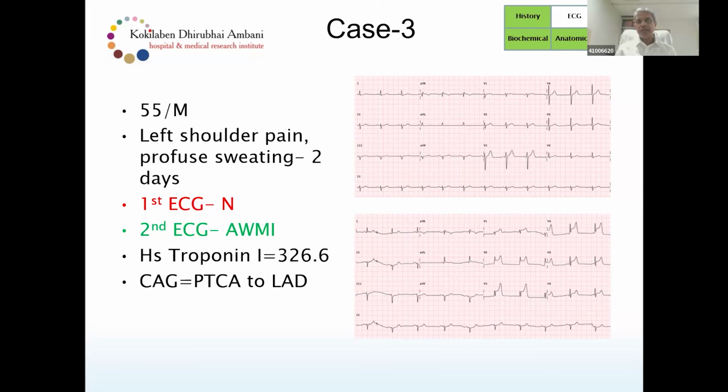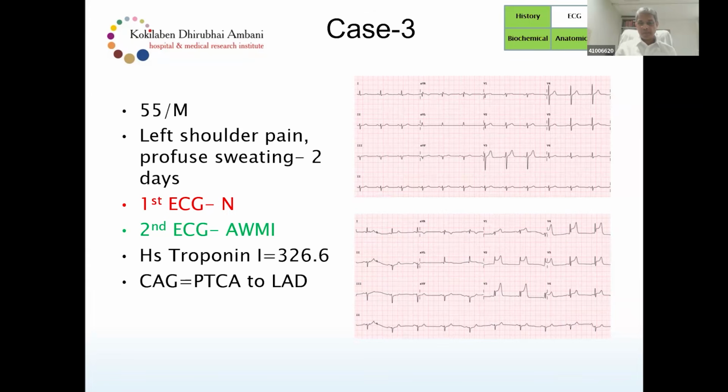So there are many ERs and nursing homes where they will do only one ECG and send the patient home saying that the ECG is normal, and actually they may be having an MI at the time, and it will be left out. So the history can be misleading and the ECG can be misleading. And we know that the first ECG in STEMI can be normal in many patients.